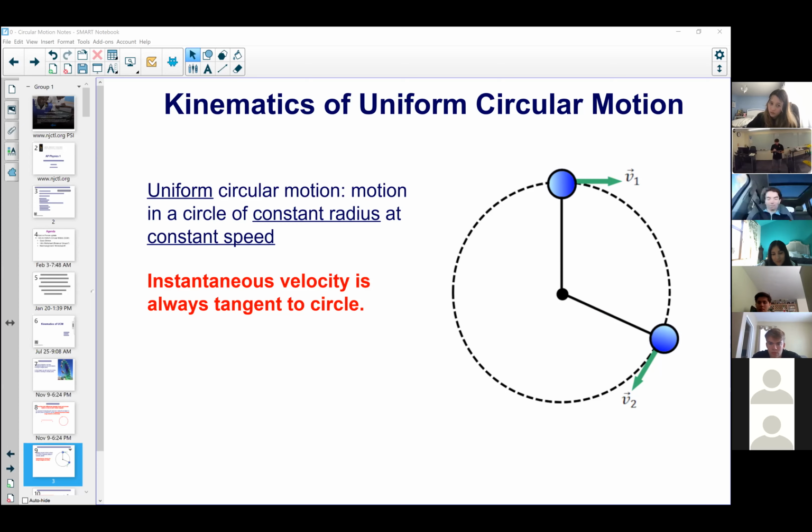And then the last little bit there, the instantaneous velocity is always tangent to the circle. And they're showing it here with our green arrows. Remember, a tangent is a line that touches the circle at exactly one spot and one spot only.